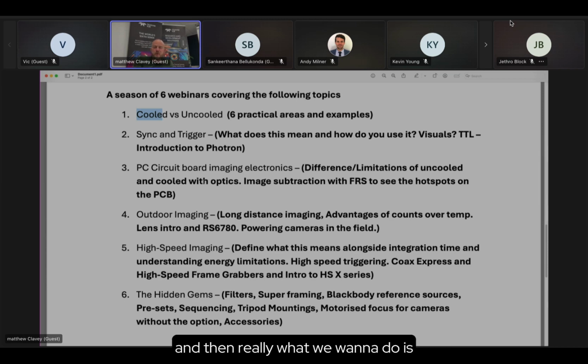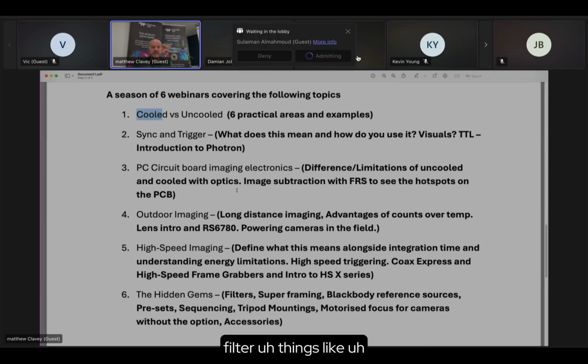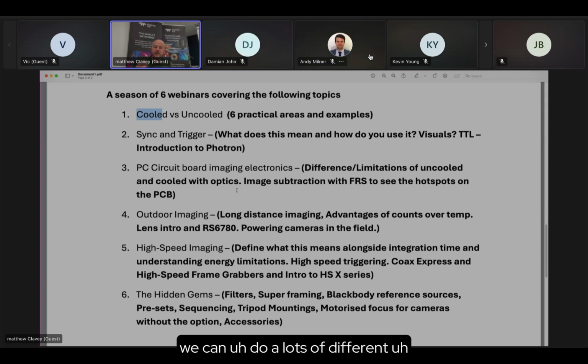And then really what we want to do is talk about some of the applications and understand how people use the cameras, and we're going to delve into PC circuit boards. So this is a great one. It shows you how we use the research software to really get in and find tiny little temperature differences using filters; we can do subframing, and we can do lots of different image tracking within the software. So for circuit boards, the hardware and the software is really, really important.